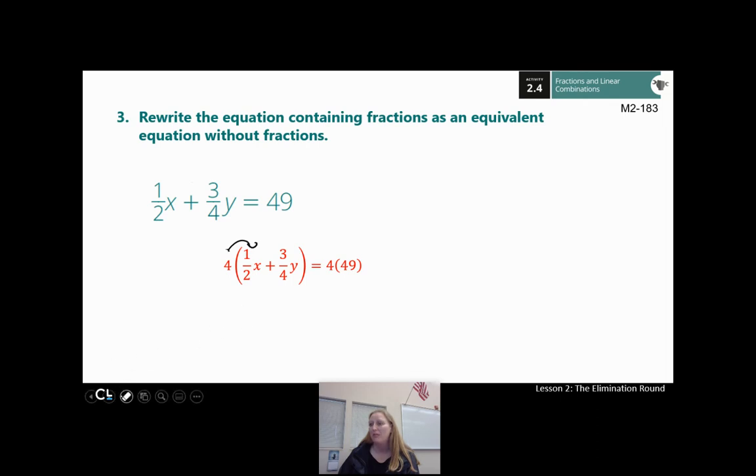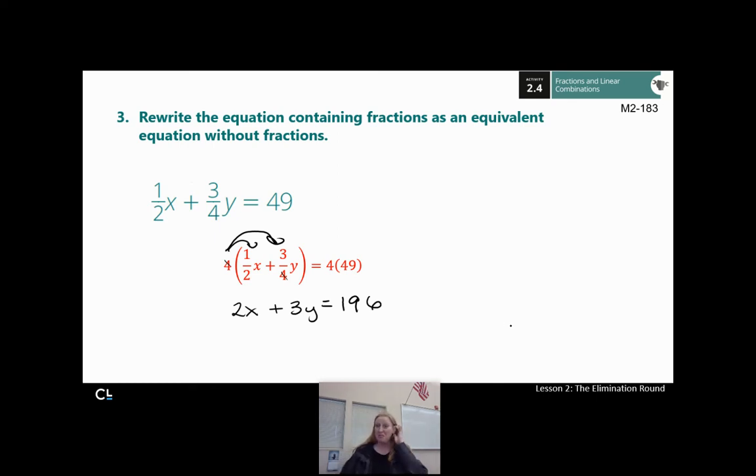Half of 4 is 2. So 4 times 1/2 x would be 2x. Plus, if I multiply these together, the 4's will cancel out, and I'm just left with 3y, which is really nice. But don't forget what you do to one side, you have to do to the other. So 4 times 49 gives me 196. And now there's no more fractions, right?